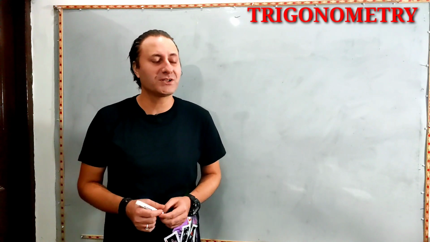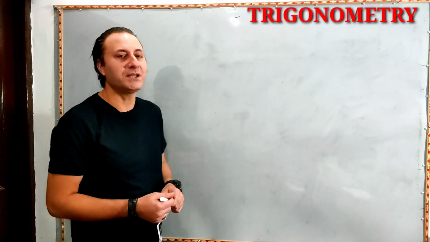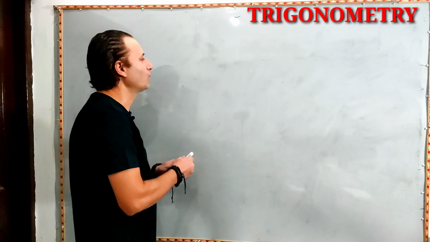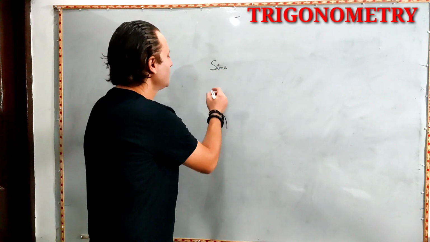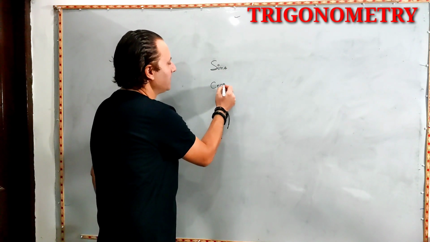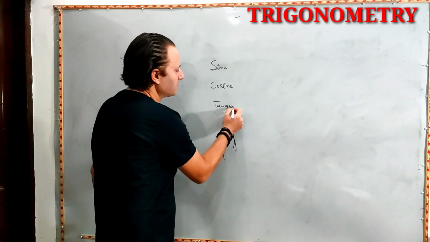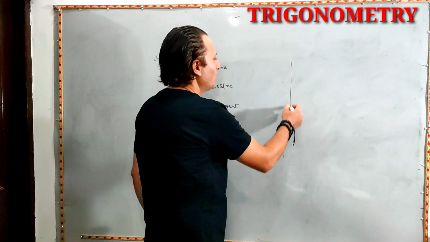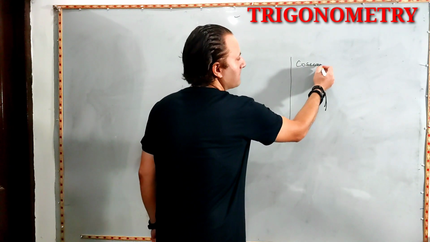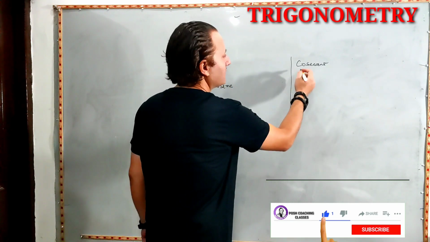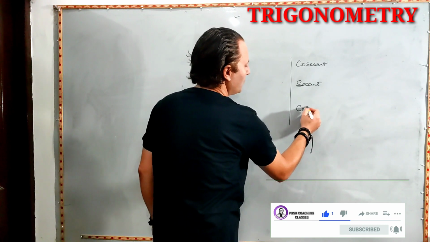So what are we going to discuss today? As I said, it is trigonometry. When we talk about trigonometry, it is based on 6 things. So what are the 6 things? The first one is sine, then we have cosine, then tangent, and then we have cosecant, secant, and cotangent.